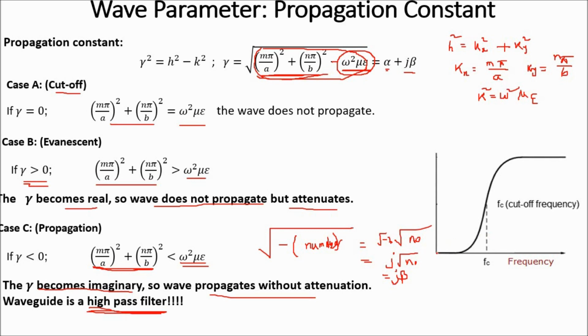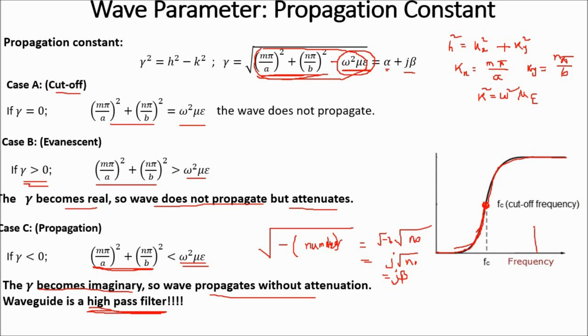If you see the frequency response of a waveguide, here if you vary the frequency, the gain or the signal will be attenuated at this stage, and then at the cutoff, that's the marginal frequency. If the frequency is lower than this cutoff frequency, the wave will be attenuated. If the operating frequency is higher than this, then the wave will be propagating in the waveguide.